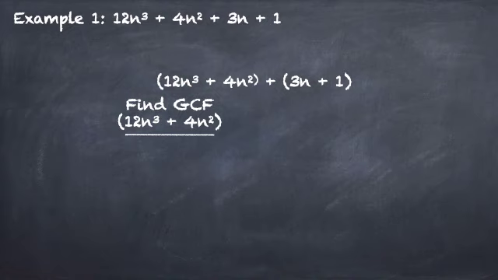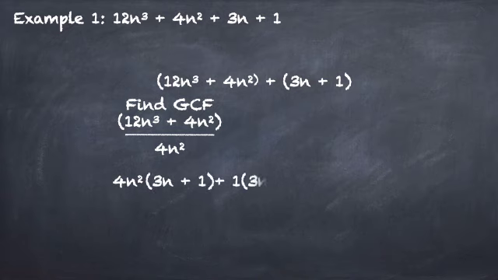And then n: 12n cubed has 3 n's, 4n squared has 2 n's. So I know I can take out at least 2 n's from each one. So 4n squared would be my GCF, and I am going to put that out front. Once I divide out, I am left with 3n plus 1. And then we are bringing down our other one, 3n plus 1. Like I said, the GCF of that one is 1. So it's plus 1, parentheses, 3n plus 1.